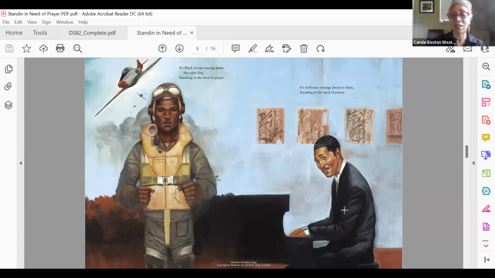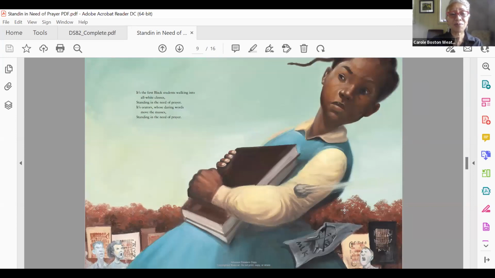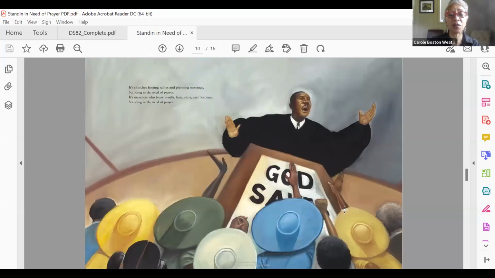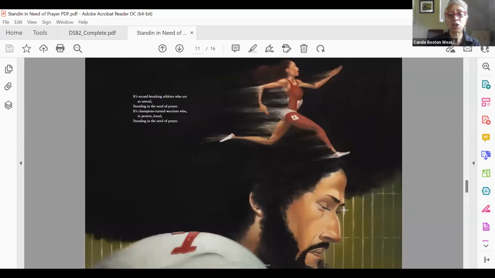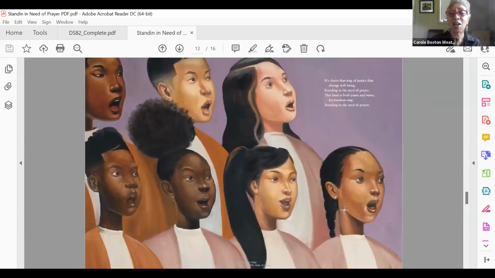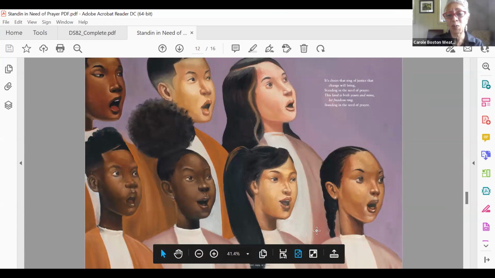Of course, this is the Tuskegee Airmen, a Tuskegee Airman and composer and musician Duke Ellington. That's Ruby Bridges as she integrates school in New Orleans. Of course, that's Reverend King, Flojo, and Colin Kaepernick. So we celebrate athletes, we celebrate activists, we celebrate orators, we celebrate young people's voices, and of course we hope to inspire with this book.